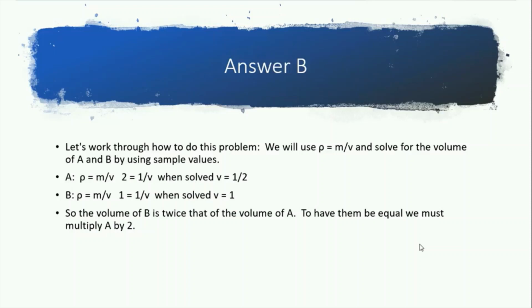So on this one, I put down here how to work through it. We're again going to use density equals mass divided by volume and solve for the volume of A and B by using sample values. So I plugged in 2 for the density because they said it was doubled, 1 for the mass, and the volume was unknown. And then for B, 1 for the density, 1 for the mass, and the volume was unknown, and solved for it. So for A, I got 1/2, and for B, I got 1. So the volume of B is twice that of the volume of A. So to have them be equal in terms of volume, you would have to multiply A by 2.